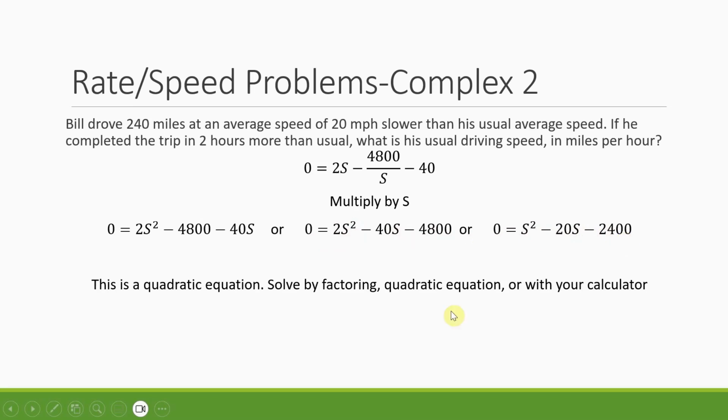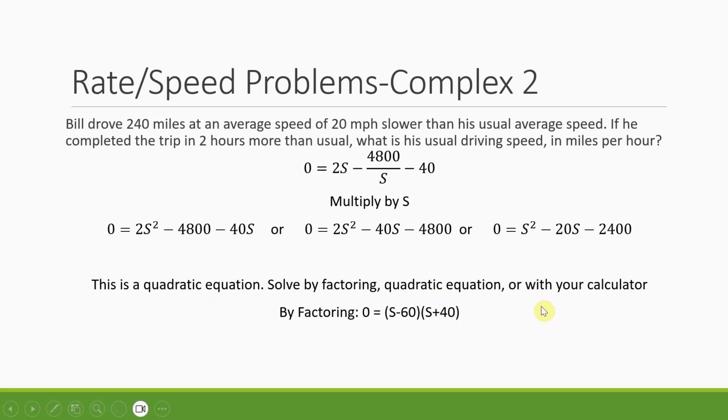So now I have a standard quadratic equation. So I can solve this by factoring. I have a video on that. Or by quadratic equation. I have a video on that. You can also use your calculator if you know how to solve quadratics with your calculator. Not all of them have the tools to do that, but you could graph this and go find the intersects. So I will do this one by factoring.